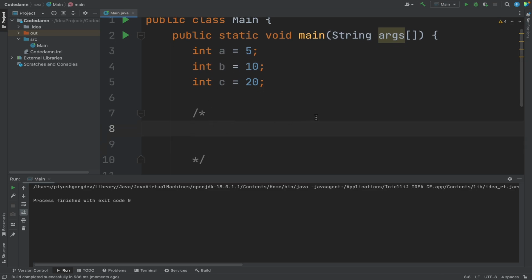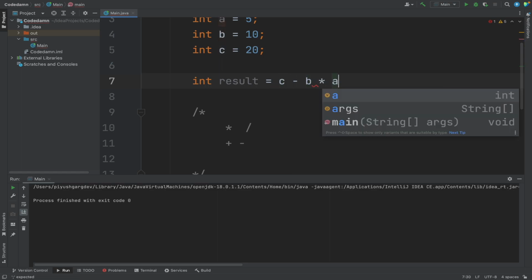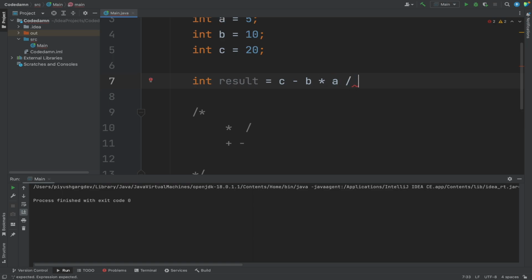Now we were talking about order of precedence. If I talk about multiply and divide, they have a top level precedence. And plus and minus are at a lower level than multiplication and divide. Now what's the need to understand this precedence? Let's say I have an expression here. I can say int result equals c minus b, multiply by a, and then divide by c plus a minus b.